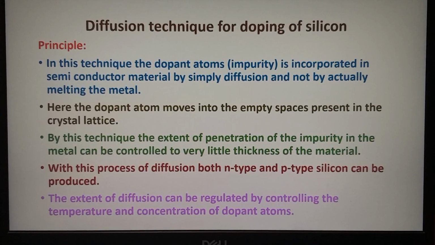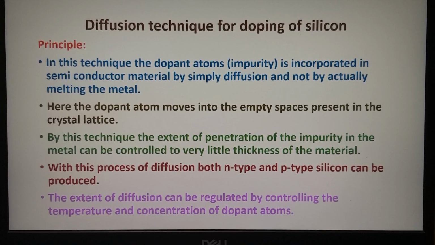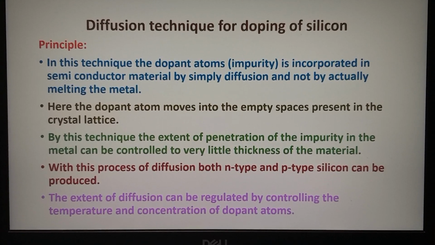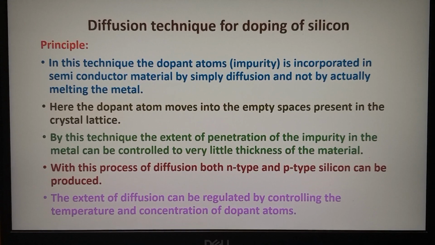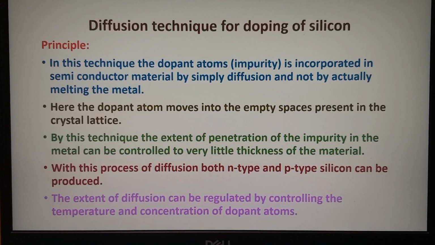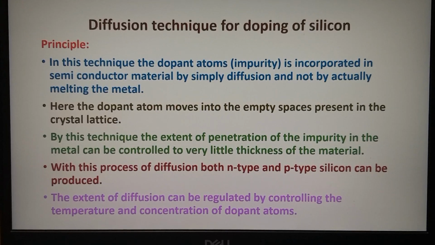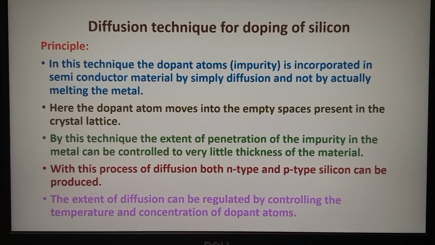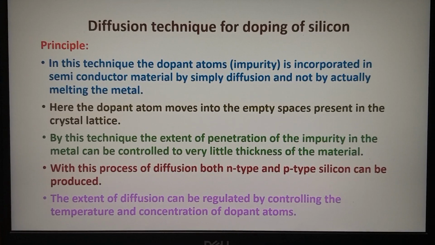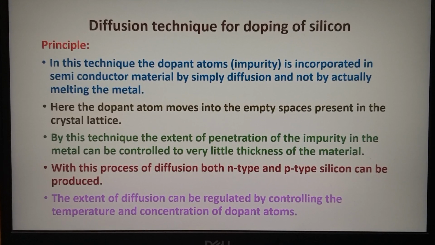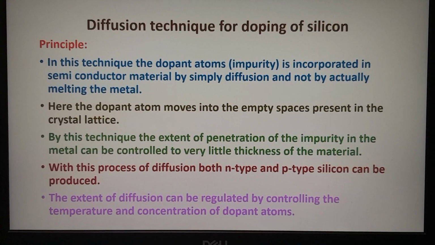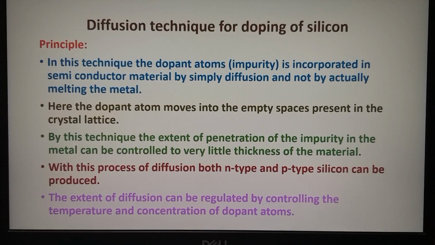The principle is simple. In this technique, the dopant atoms, that is the impurity, are incorporated in the semiconductor material by simply diffusion and not by actually melting the metal. We will not melt the metal, but we will just introduce it with the process of diffusion into the silicon. So, the dopant atom moves into the empty spaces which are always present in the crystal lattice.